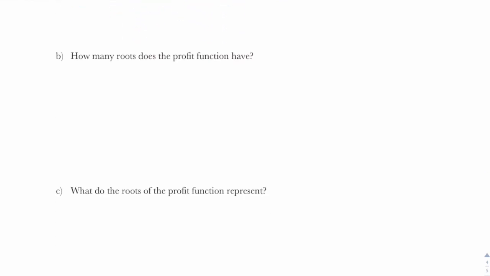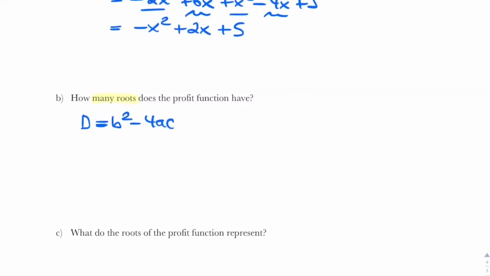In part B, we're asked how many roots does it have. So once again, not what they are, but how many they are. Anytime a question asks you how many there are, you have to use the discriminant. So let's write it out. Our discriminant, remember, is b squared minus 4ac. And I'll just scroll up a bit to see the function from the previous example.